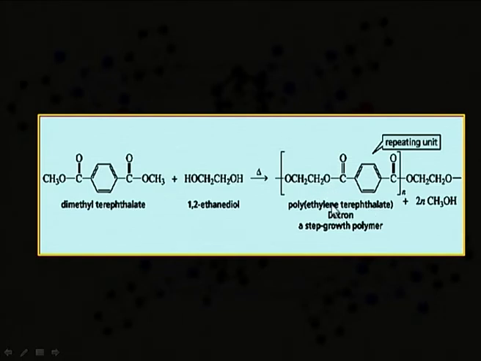This is a step growth polymer, and along with this repeating unit we have another molecule, methanol, that is CH3OH. So, it is an excellent example of step growth polymerization, and it shows that in this polymerization both functional groups are of different kinds.